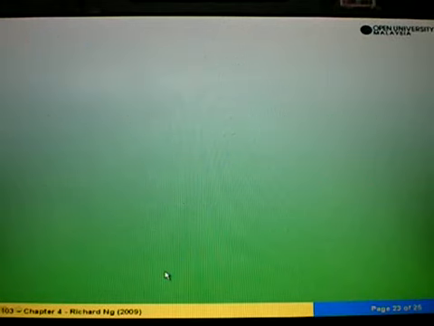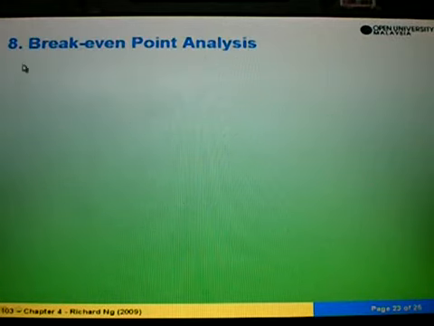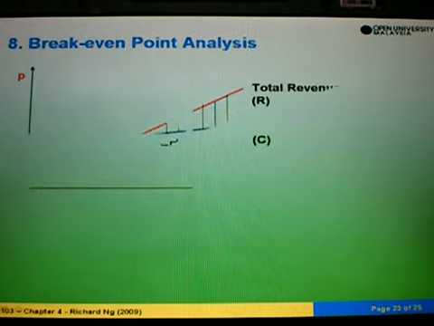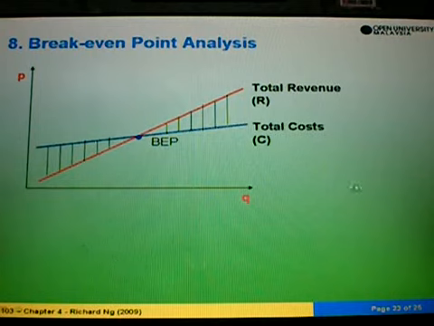Okay, let's move on to another topic called the break-even point analysis. If we look at this graph, we have two lines here. The red line represents the revenue graph, and the blue line represents the cost. The revenue line starts from 0, which means if the quantity is 0, then the revenue is 0. When quantity increases, the line goes up, meaning the revenue increases.